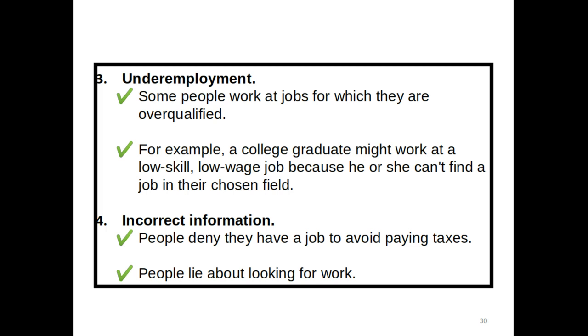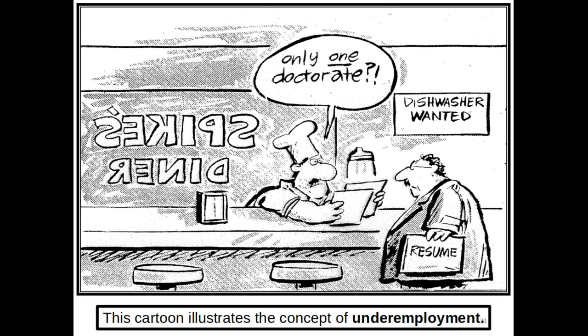And then lastly, incorrect information. People lie and they say they don't have a job because they don't want to pay taxes. Pride takes over and they say that they have a job, or they say that they're looking when they're not. All of those can skew our data. Here's kind of the example of underemployment. He's looking for a dishwasher and the guy's got multiple doctorates.